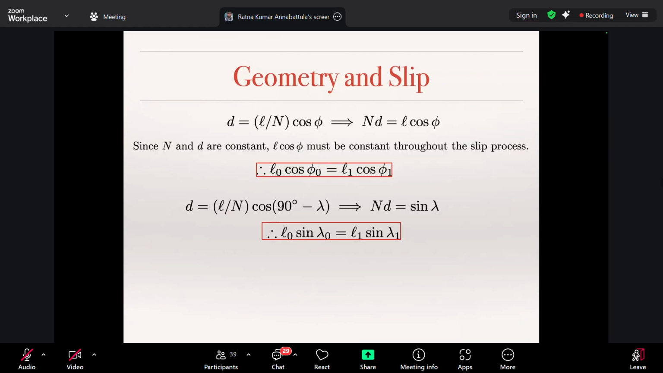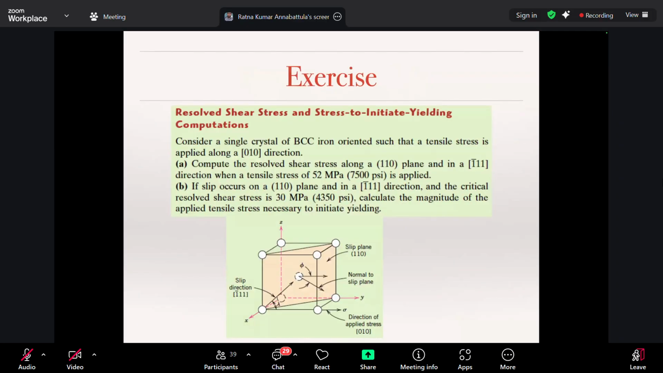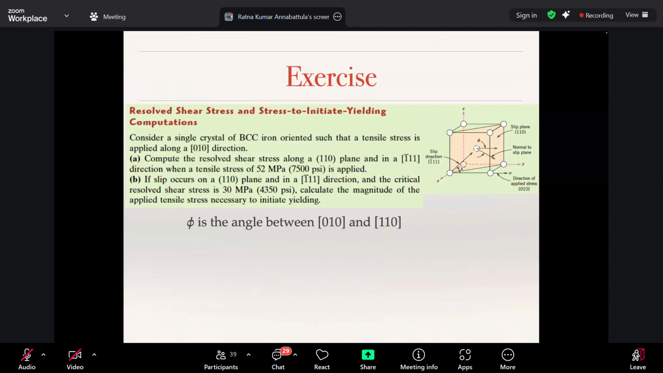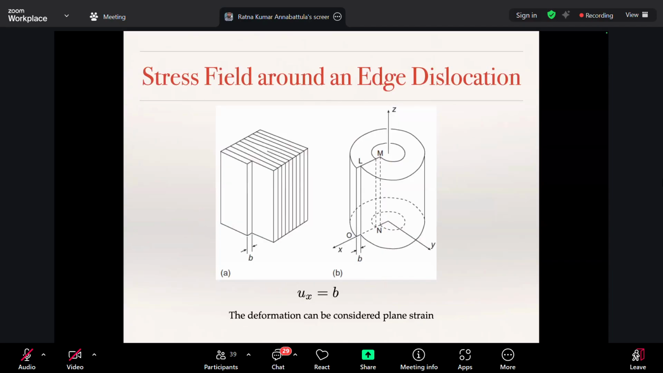However, now let us imagine a scenario. You don't have a single crystal material. Now let us say you have a polycrystalline material.